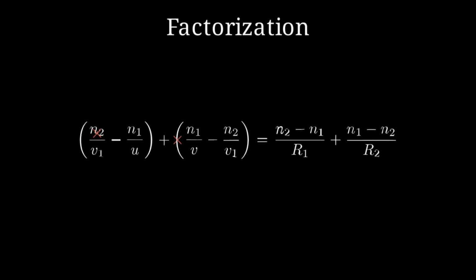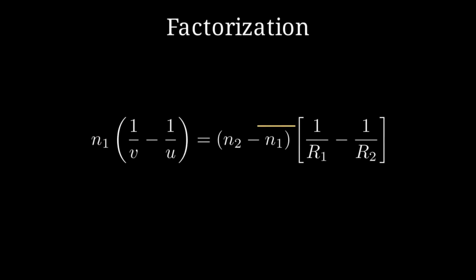We factor out n1 on the left and n2 minus n1 on the right. Note that we flip the sign of the second radius term to make the subtraction consistent. This brings us closer to the standard form.